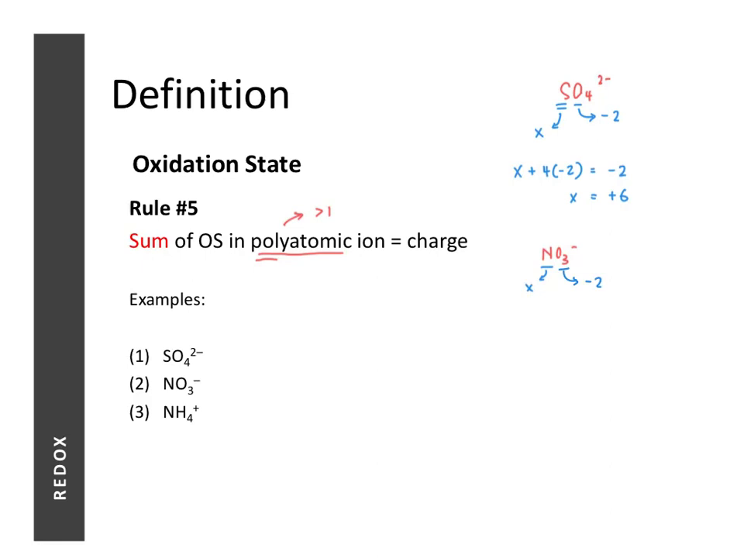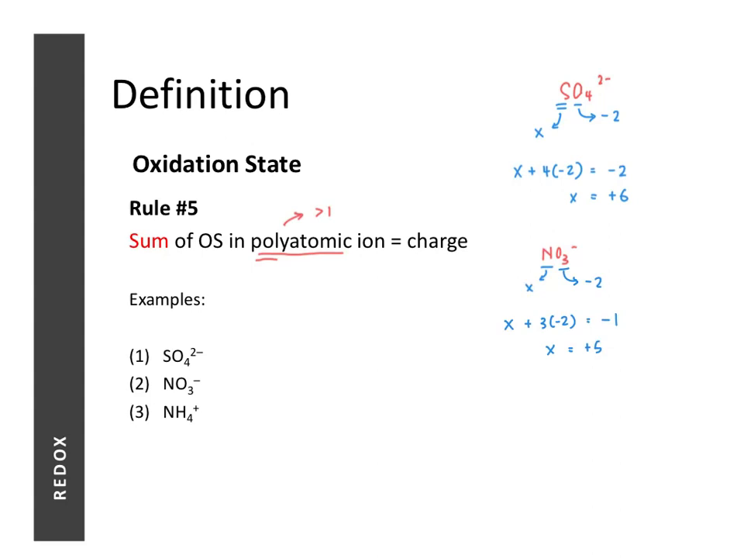So let's try to sum everything up. X plus 3 times -2 equals the charge, which is -1. And when you solve for X, X equals +5. Again, meaning the oxidation state of nitrogen in nitrate ion is +5.